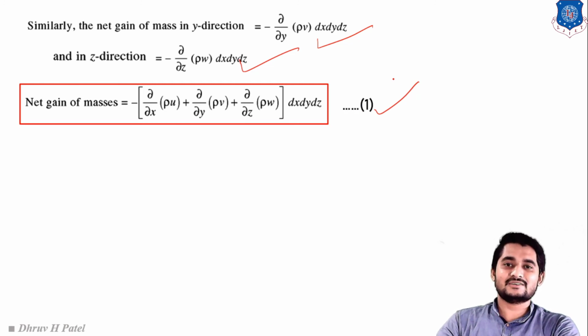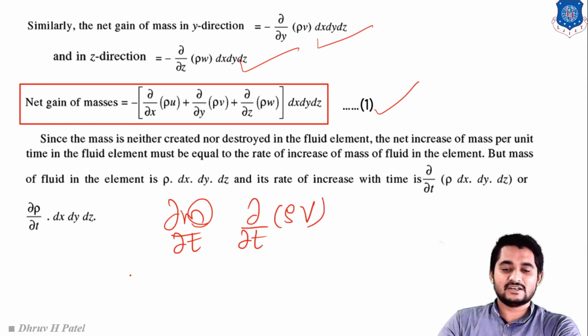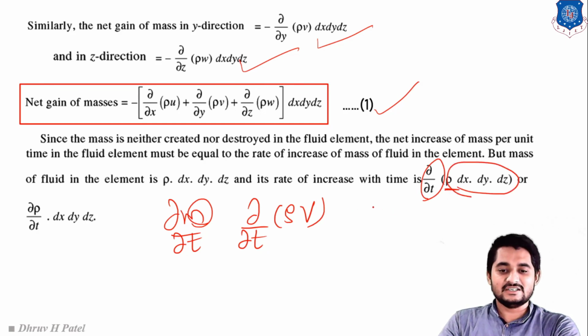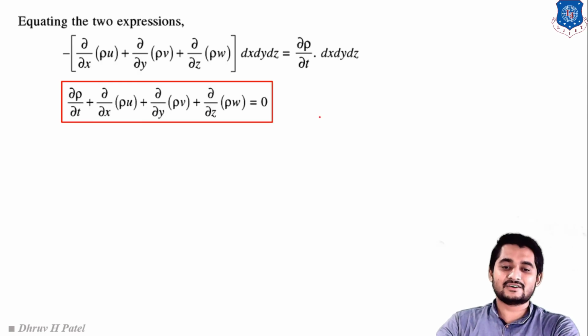We compare this equation number 1 with the net gain in mass with respect to time. So that means del m by del t. Instead of mass, we will write del by del t of rho into volume. Clear? So here del by del t of rho into the volume of the cube, which is dx dy dz. If we compare equation number 1 and 2, we will get our original equation of three-dimensional flow.